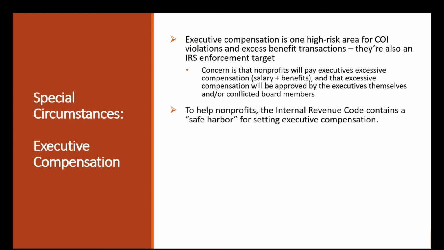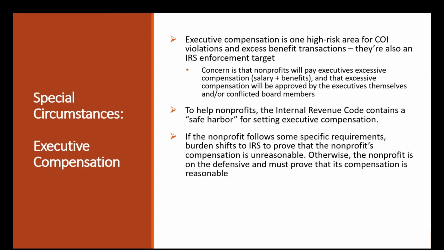So to help nonprofits, the Internal Revenue Code contains a so-called safe harbor for setting executive compensation. If the nonprofit follows some specific requirements, then the burden shifts to the IRS to prove that the nonprofit's compensation was unreasonable. Otherwise, nonprofits are on the defensive. They always have to be proving that their compensation is reasonable. But by following these procedural guidelines, you create what's called a rebuttable presumption that your compensation is reasonable and not excessive.